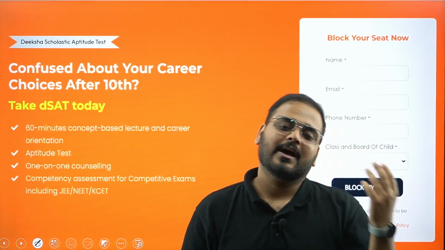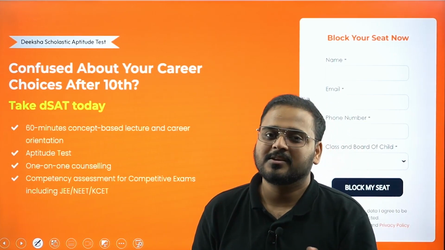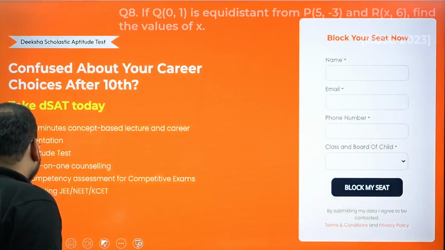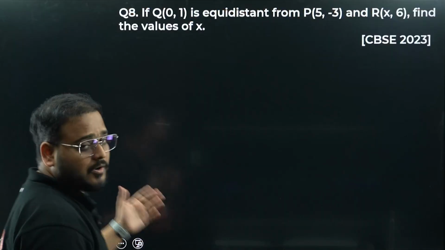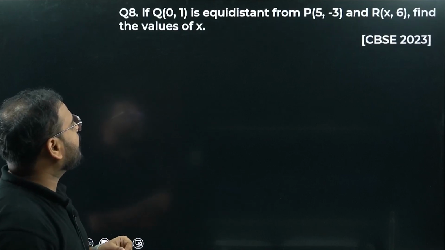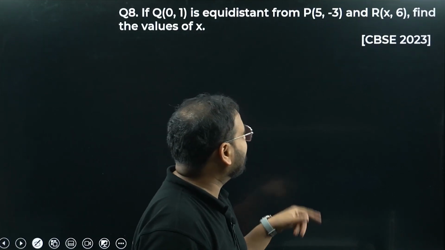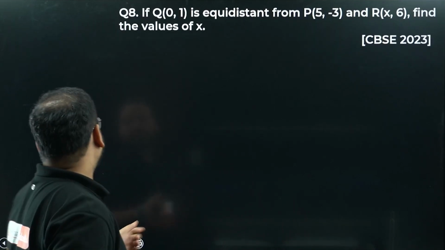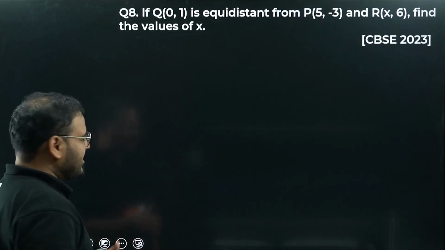So let's move on right now and go back to our questions. We have solved a total of 7 PYQs. Moving to the 8th one. Question number 8: If Q(0, 1) is equidistant from P(5, -3) and R(x, 6), find the value of x. Equidistance means what?